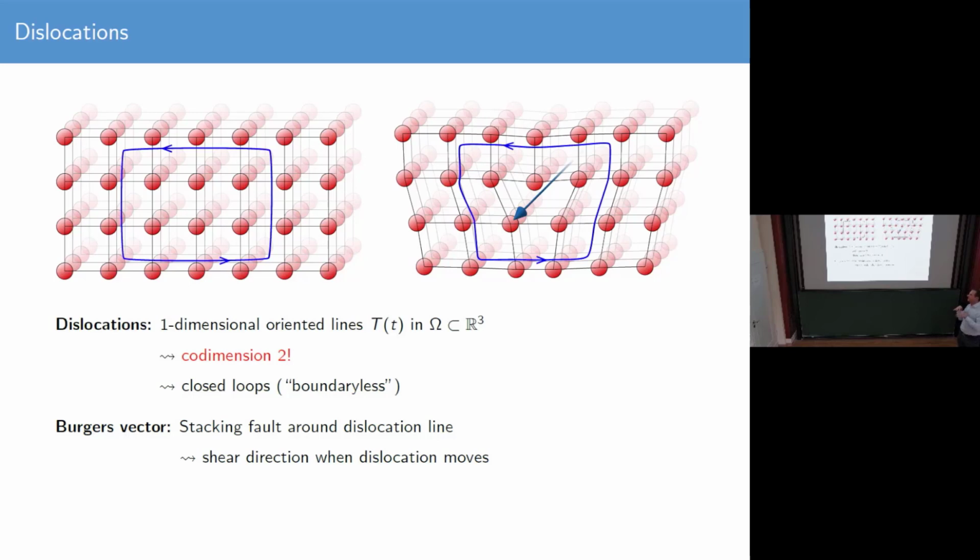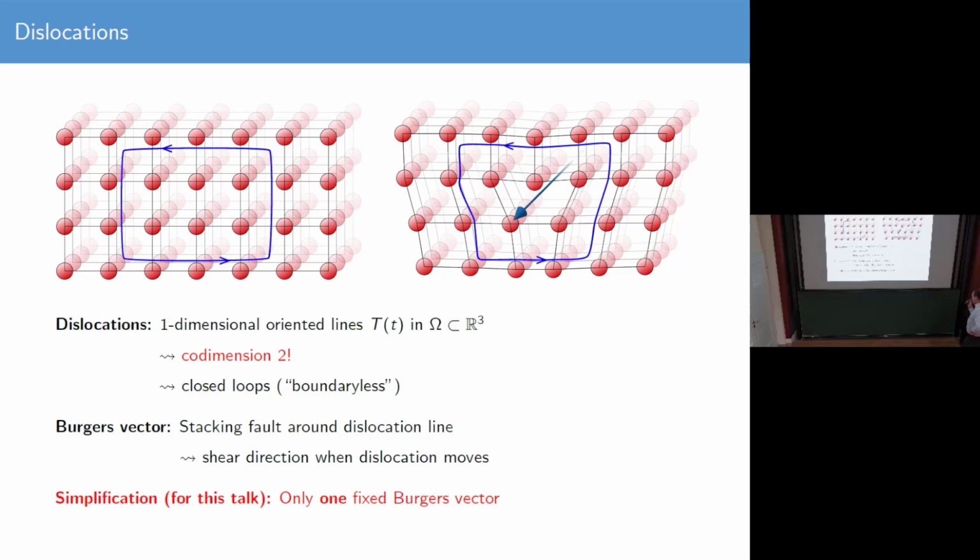So it has this interpretation in terms of this Burgers loop, but it also has this interpretation dynamically of what it does to the crystal. So if you want, that's the linking between the microscopic line and the macroscopic effect it has when it moves.